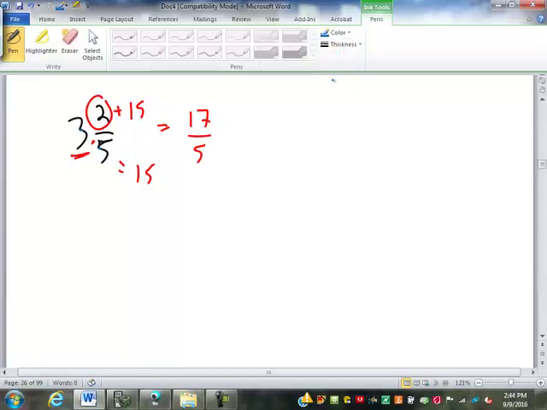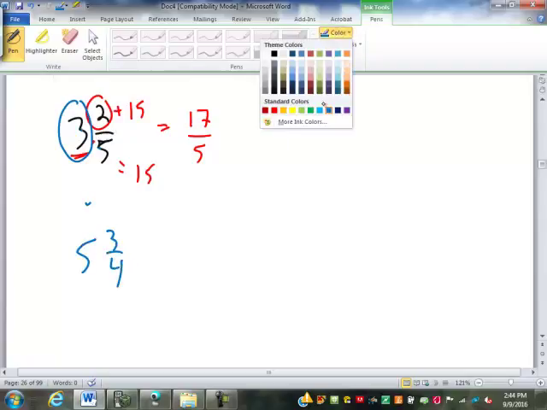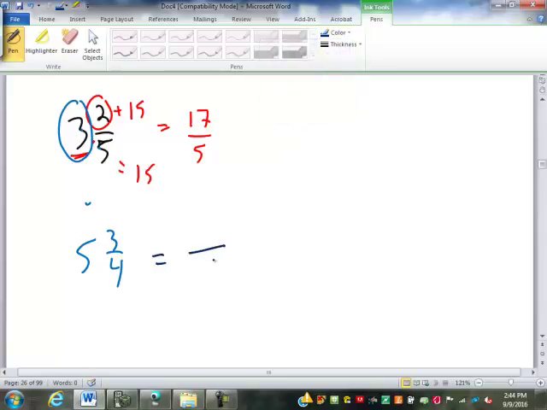So when we're changing from a mixed number into an improper fraction, all we're doing is taking that whole number, breaking it back into pieces, and adding it to what's there already in the numerator. So if we have 5 3/4, change that into an improper fraction. First of all, what's the denominator going to be? 4. The denominator never changes. What's our numerator going to be? 23, good. 5 times 4 is 20, plus the 3 is 23/4.